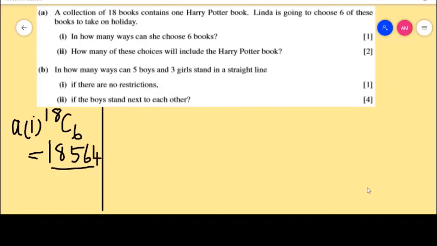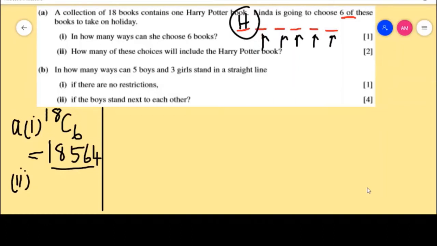Part 2: how many of these books will include the Harry Potter book? Now remember, you're going to choose 6. For you to be sure that you have the Harry Potter book, you have to put it in already. So I've got 1 book, the Harry Potter, here already, and I'm going to choose 5 books now. But from how many? I had 18, and the Harry Potter book is gone, so 17. My final solution is 17 choose 5, which on your calculator is 6188.